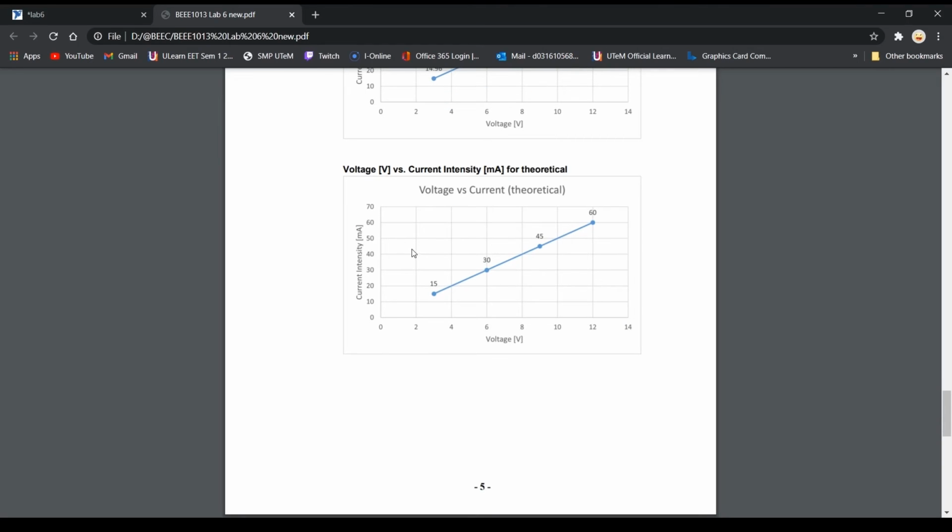Okay, and then the second graph is voltage versus current intensity for theoretical. So for theoretical, the formula, Ohm's law, must be used to get these values. So for current intensity it's 0, 10, 20 up to 70, and for voltage it is from 0 to 4, 6 until 14. So 15, 30, 45 and 60 are the values for the current intensity which is calculated using Ohm's law.